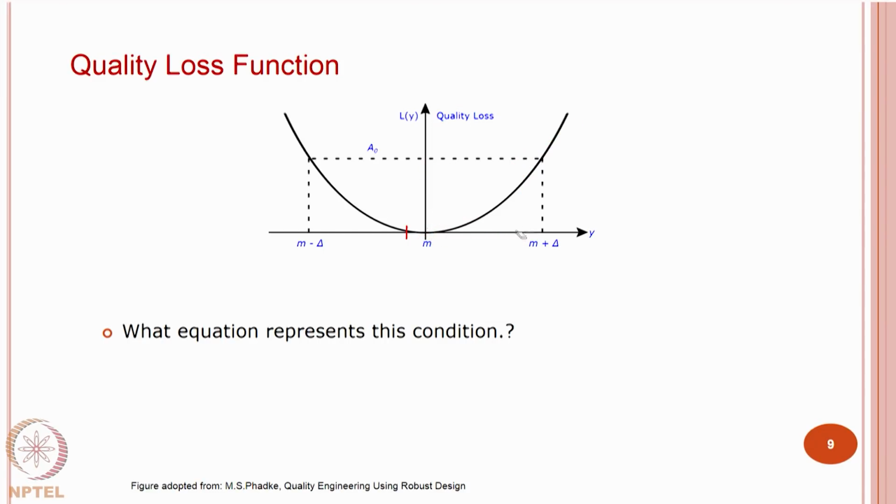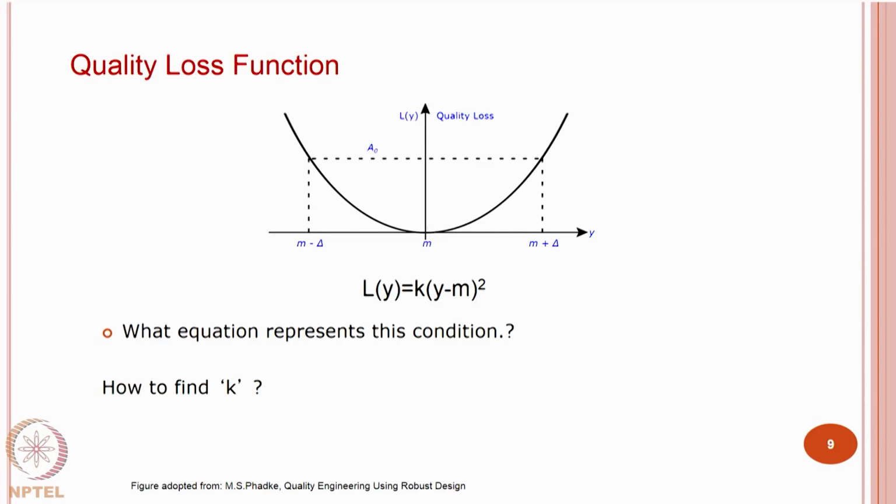Now, this is pictorially what I am giving you. The question is, we need to be able to quantify this. What equation represents this plot? If I ask you to give a form to this curve, what is the form? Yes, it can be a parabola, but what sort of curve is a parabola? It is a quadratic curve. So, a simple quadratic curve is what he is proposing.